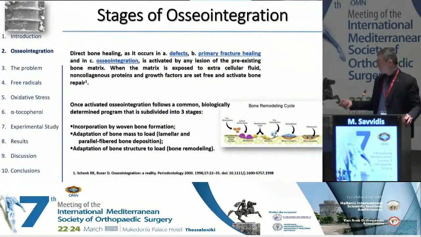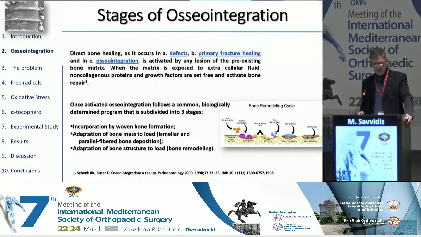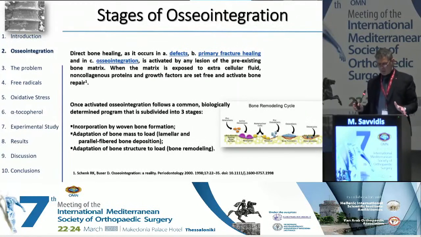Direct bone healing, as it occurs in defects, primary fracture healing, and osseointegration, is activated by any lesion of the pre-existing bone matrix. When the matrix is exposed to extracellular fluid, non-collagenous proteins and growth factors are set free and activate bone repair. Once activated, osseointegration follows a common biologically determined program that is subdivided in 3 stages: incorporation by woven bone, adaptation of bone mass to load, and adaptation of bone structure to load, the bone remodeling.